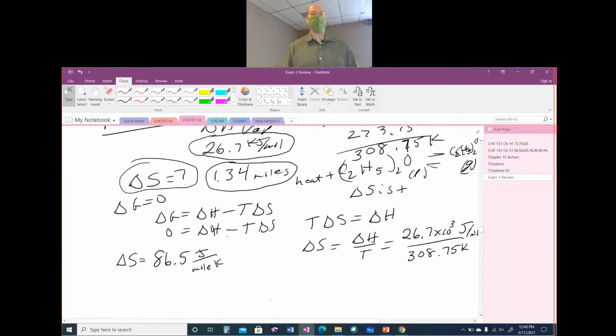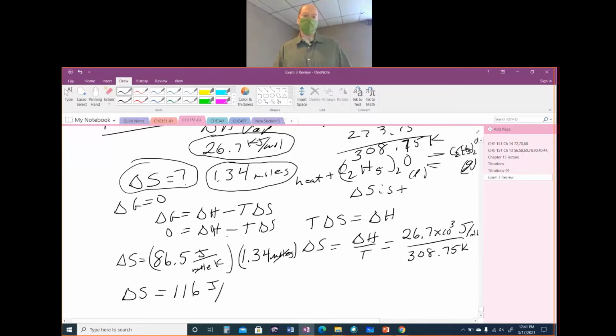But the question said, what is your delta S when you have 1.34 moles? And so you see, you have to multiply that by the 1.34 moles to get your delta S, which is 116. All right, so you get 116 joules per Kelvin when you vaporize 1.34 moles.